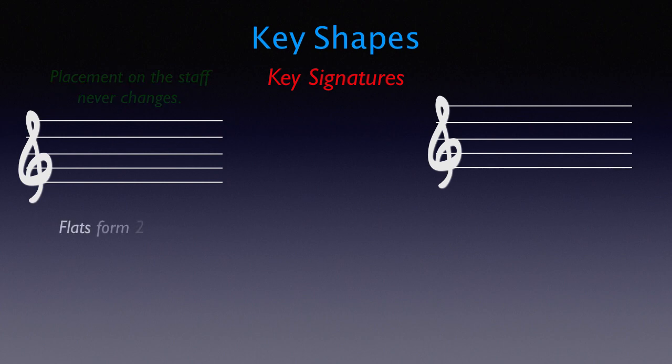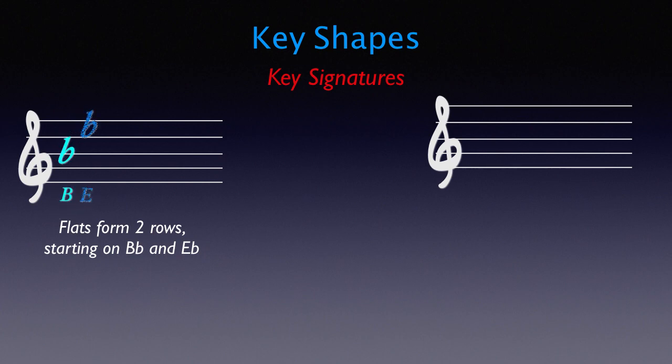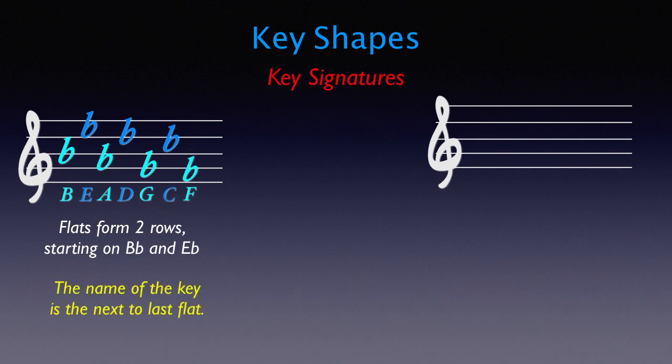The flats always come in 2 rows, starting on B flat for the beginning of row 1 and E flat for the beginning of row 2, and they're flats, so they go down. A flat in the upper row, D flat, lower row G flat, upper row C flat, and we finish up with F flat. The name of the key is always the next to last flat.